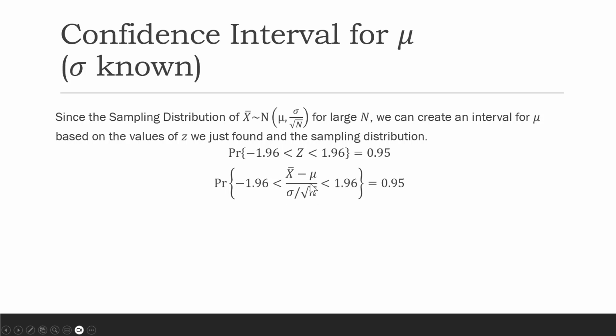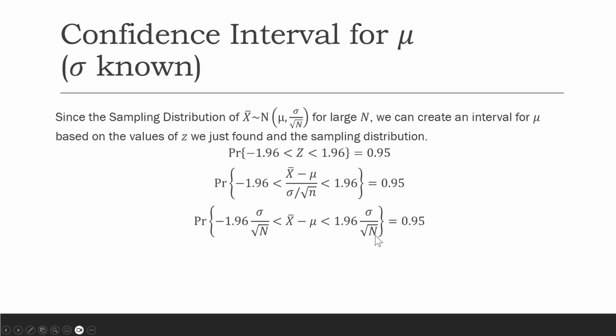So now I've got to think about my algebra steps to help me isolate mu in this interval. Well, the first thing I'm going to do is get rid of this division. Notice it's dividing by sigma divided by the square root of n. I'm going to multiply all three pieces of this compound inequality by sigma divided by the square root of n. Once I do that, I'm going to have negative 1.96 times sigma over the square root of n. When I multiply this middle piece by sigma over the square root of n, it's going to cancel, and I'm going to be left with x bar minus mu. And then when I multiply this, I'm going to be left with 1.96 times sigma over the square root of n.